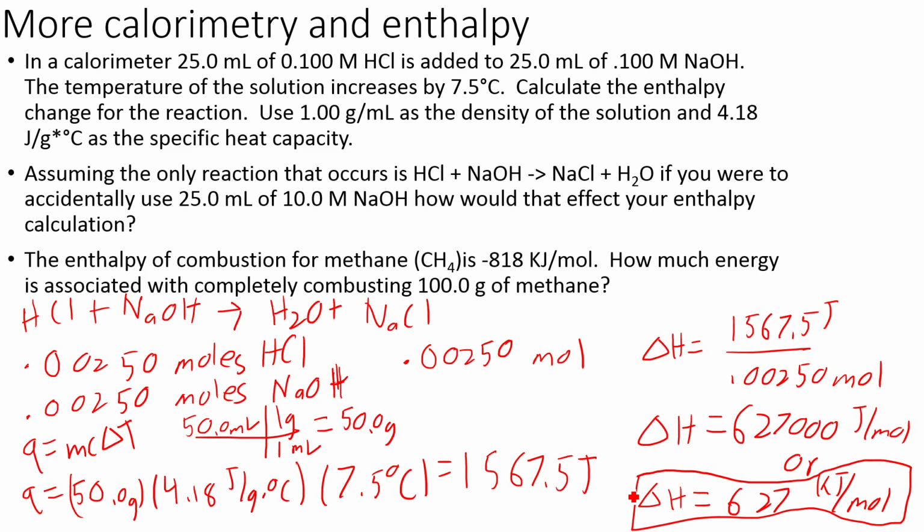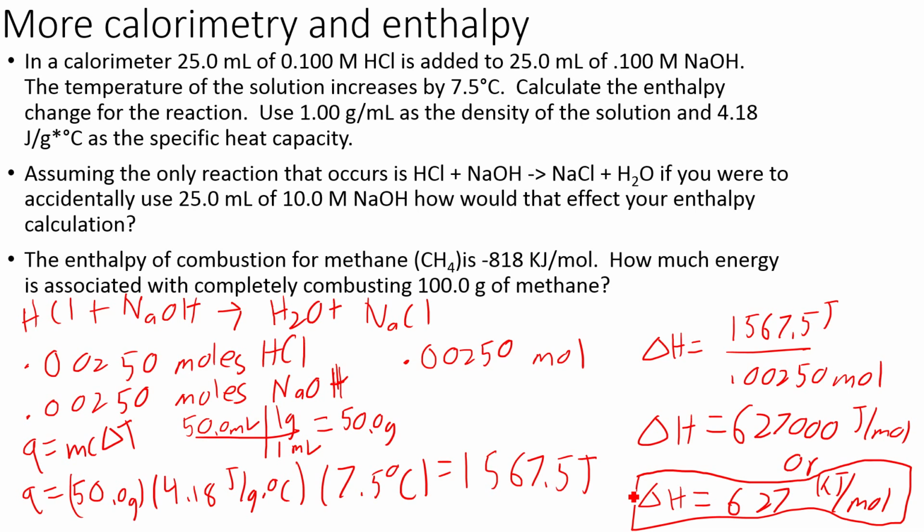Remember, we have a limiting reagent problem. So nothing in the problem changes the concentration of the hydrochloric acid. So if I had much more concentrated sodium hydroxide, I have way more moles of NaOH, but I'm still going to be limited by my moles of hydrochloric acid. So assuming no other reactions occur, the same reaction happens, the same amount of energy change happens, I get the same enthalpy. So nothing's going to actually change for question 2.